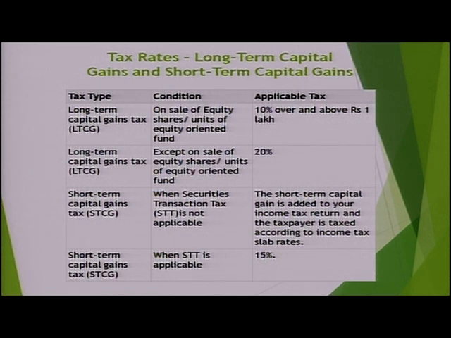So when security transaction tax is not applicable, अगर सिक्योरिटी ट्रांजेक्शन टैक्स नहीं रहता है, then the short term capital gain is added to your income tax return. तो आपकी उस साल की जो भी टैक्स ब्रैकेट में आप हैं, इधर 10% और 20% और 30%, वहाँ पे ये अमाउंट ऐड होगा और accordingly you will be taxed on this amount. Then if STT is there, like security transaction tax is there, फिर अगर आप उसको सेल करते हैं then the tax rate would be 15%.